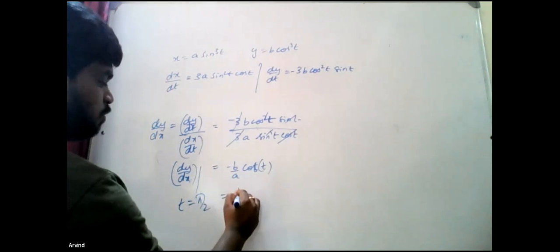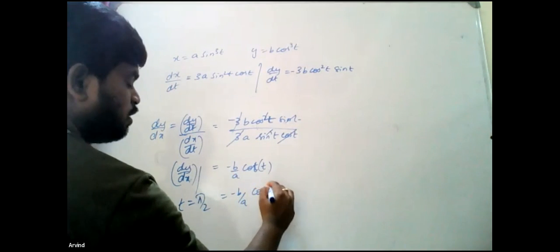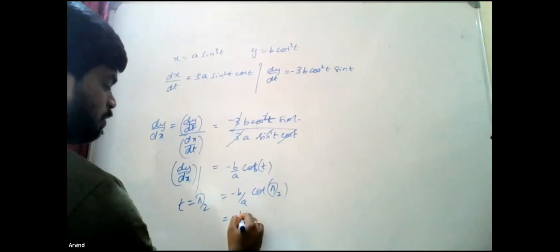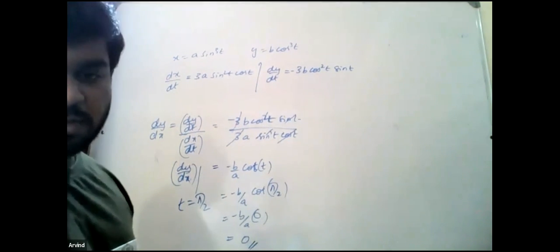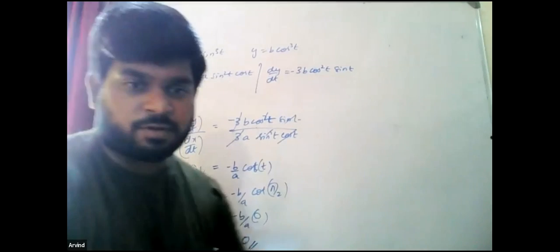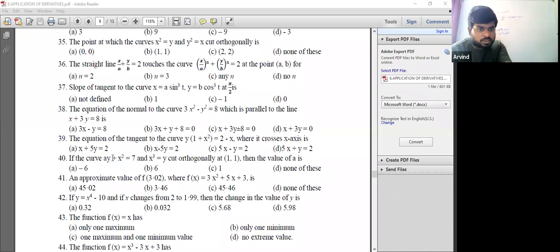So let's put pi by 2 in minus b by a cot t. So we know cot pi by 2 is 0. So 0 into minus b by a is 0. Therefore, the slope of the tangent is 0. So it's very simple. We differentiated it and found the dy by dx value at t equal to pi by 2. That's all we did. Just normal differentiation. So let's go to the next one.